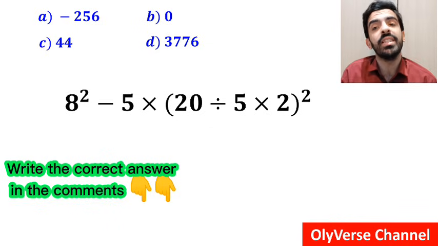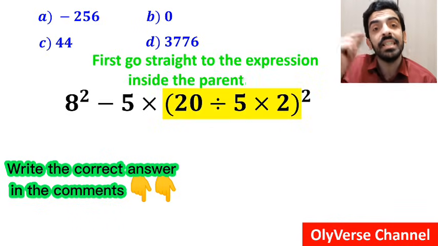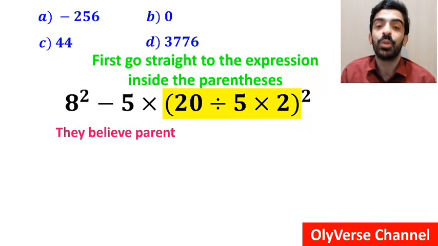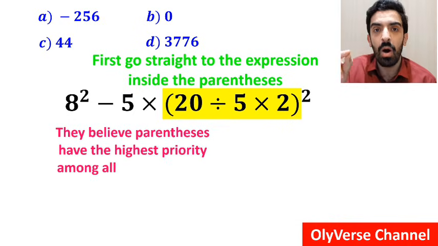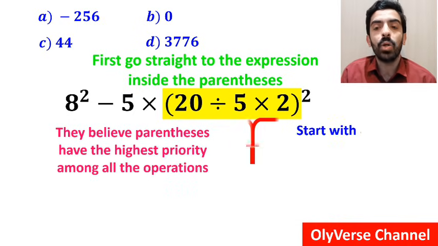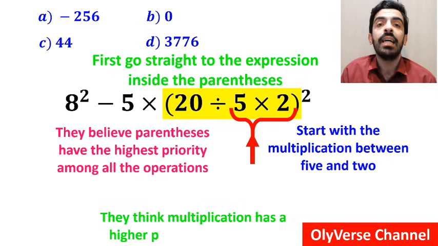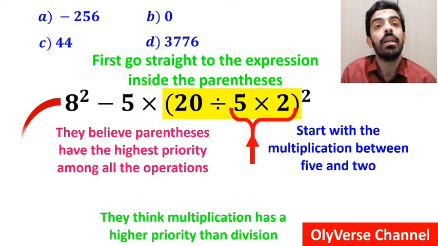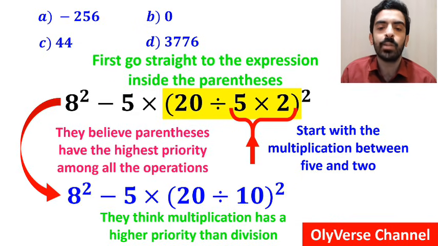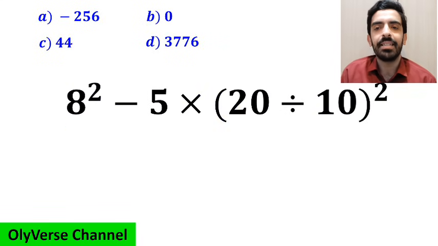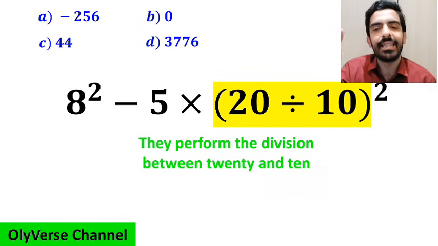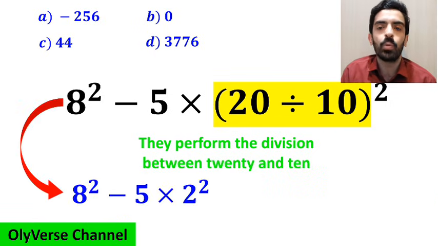Also, some other people when solving this question first go straight to the expression inside the parentheses because they believe parentheses have the highest priority among all the operations. And they start with the multiplication between 5 and 2 because they think multiplication has a higher priority than division. So, they rewrite this expression as 8 squared minus 5 multiplied by (20 divided by 10) all squared. In the next step, they perform the division between 20 and 10 and write this expression as 8 squared minus 5 multiplied by 2 squared.